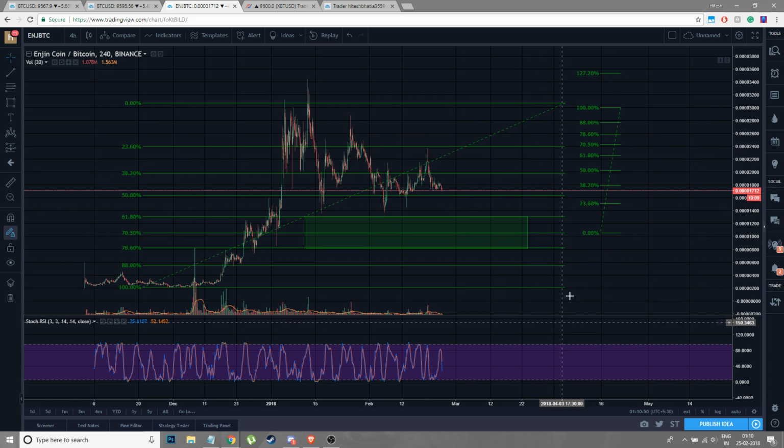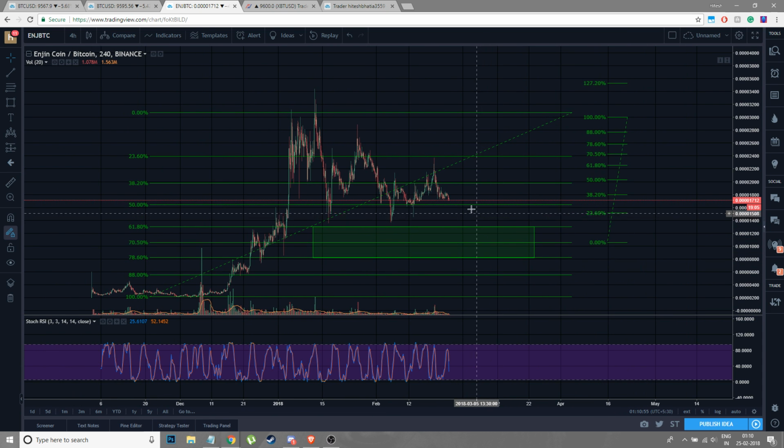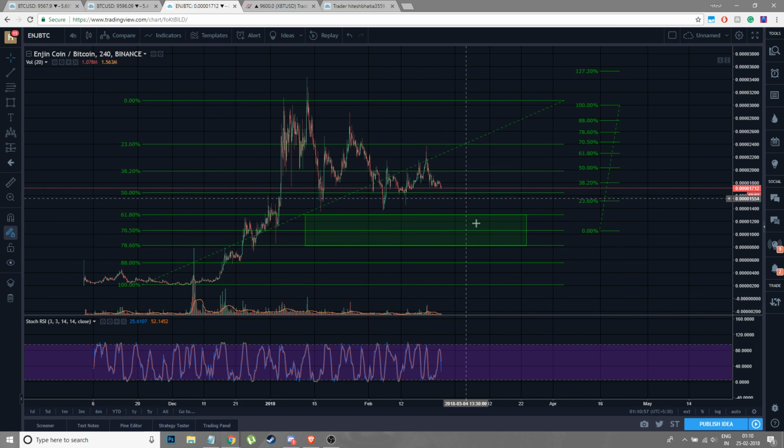Engine is a good buy at the green zone, period. Nothing to say to that. I don't know the fundamentals here, keep that in mind though. But yeah, from a 4 hour perspective, this looks fine.